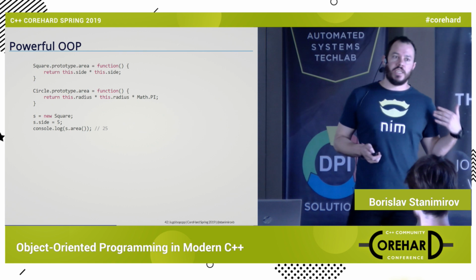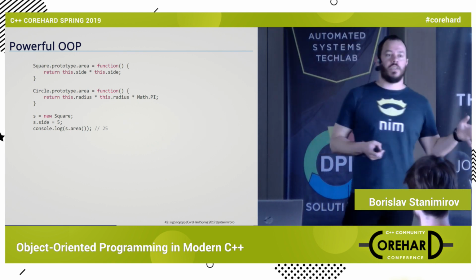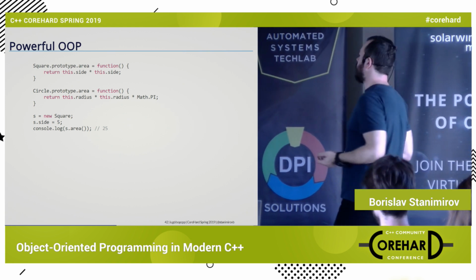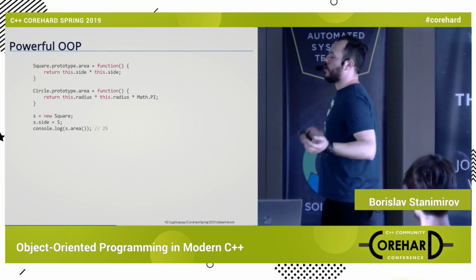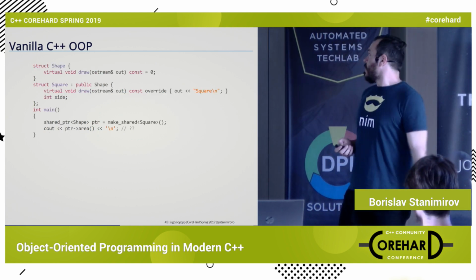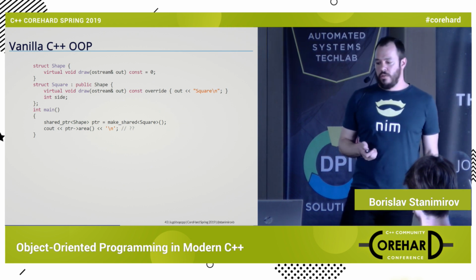So in JavaScript, we can do this. We can extend the existing objects with methods, and if we extend every single type that we want to use with area, it will work. We can have a square, we can call its area, and this will work. The thing is that in C++, in order to do this, we just can't, can we?